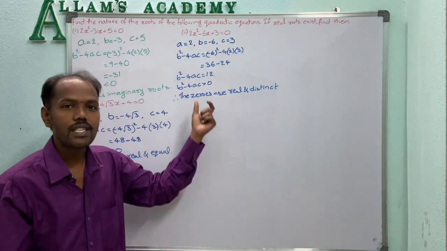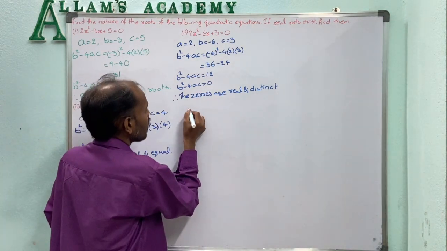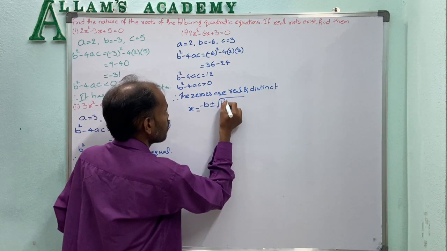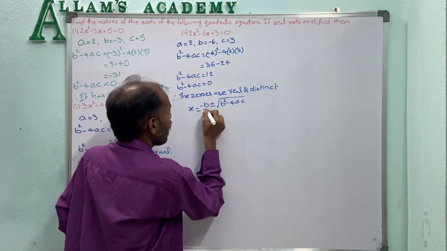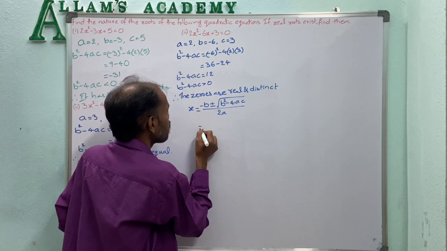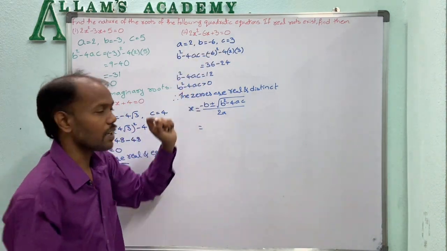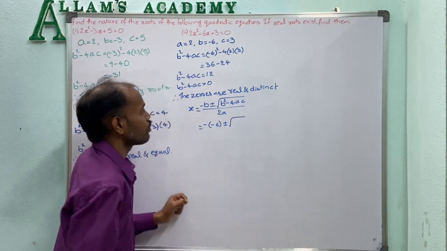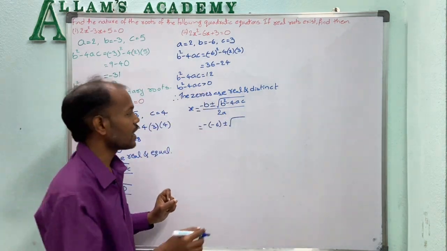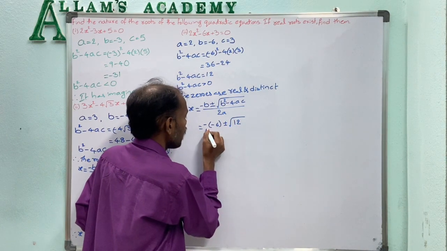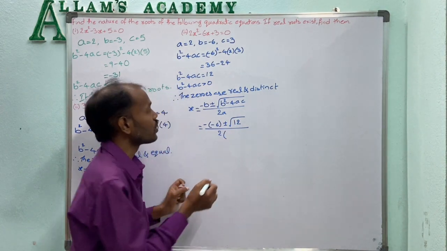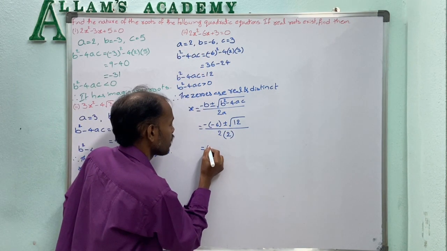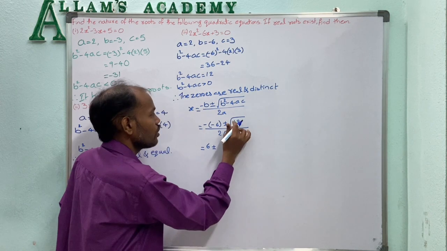Then we have a chance to find the roots. So the roots are x equal to minus b plus or minus under root b square minus 4ac by 2a. In that principle, if we substitute, the b value is given as minus 6. So minus of minus 6 plus or minus under root b square minus 4ac, whose value we already found is 12, by 2a. 2 into a equal to 2 is given. So minus of minus 6 is nothing but plus 6 plus or minus root 12.